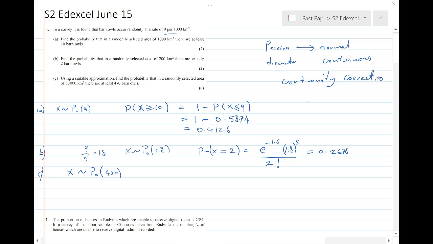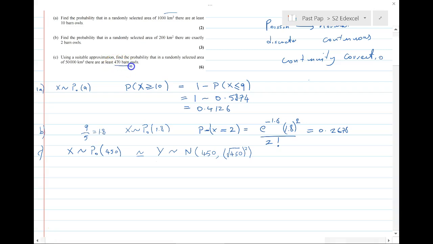Now, what we can first of all do is say Y is approximately the same as, let's call it, a normal distribution with mean 450 and variance 450 as well, or standard deviation the square root of 450. So we're going to use this to approximate. Okay, now let's look at what we're asked to approximate: 470 barn owls at least.